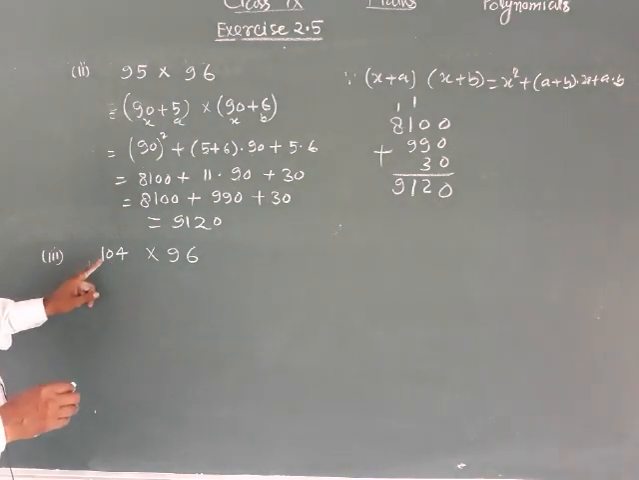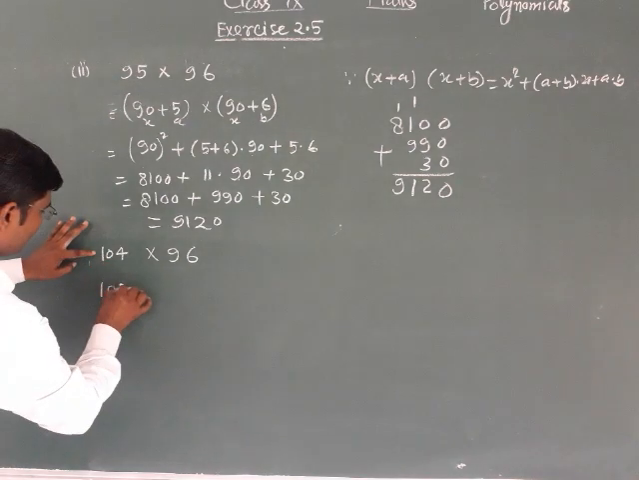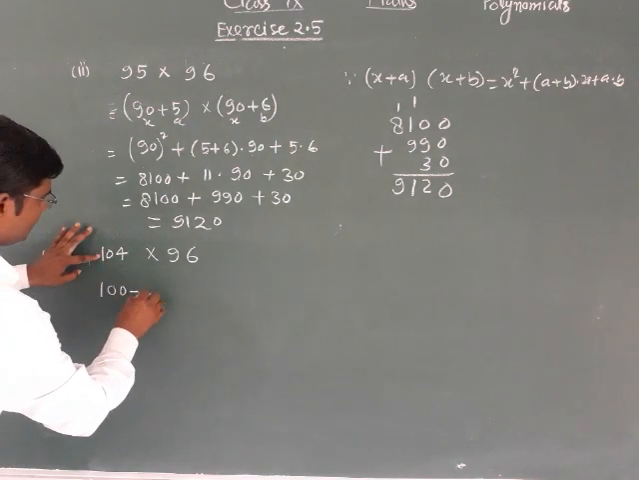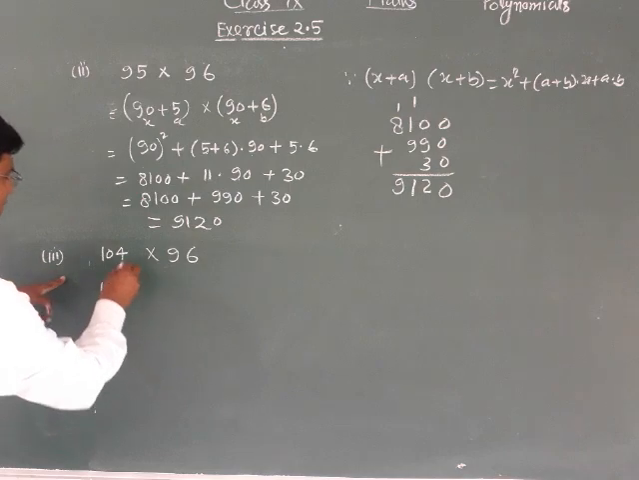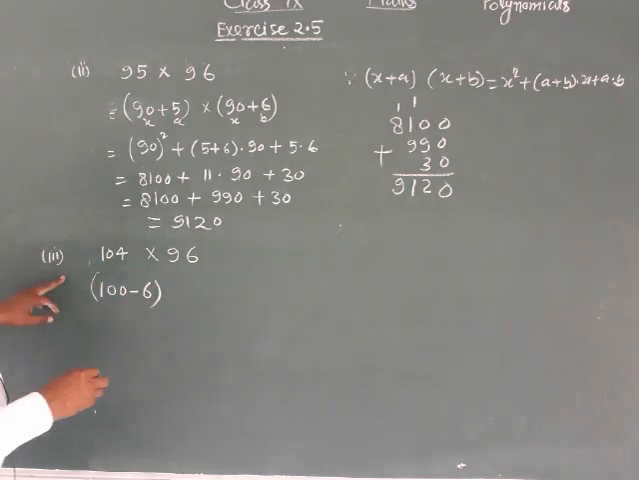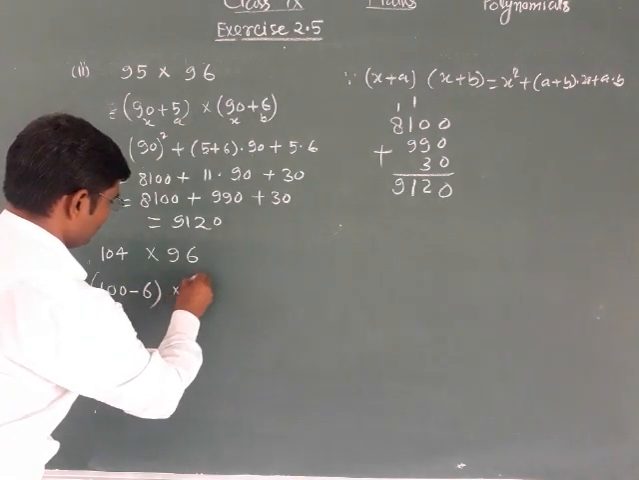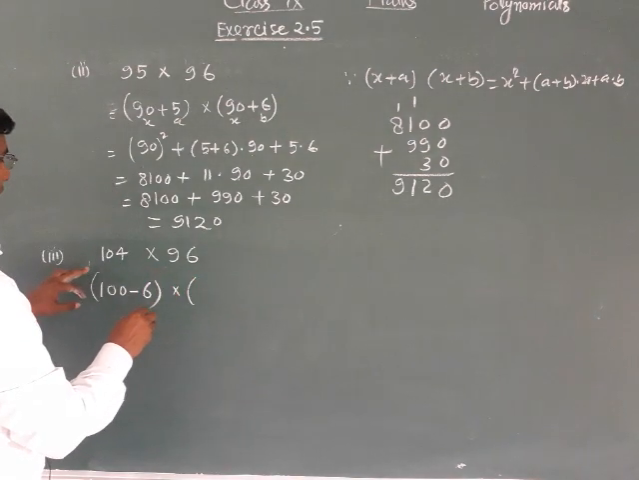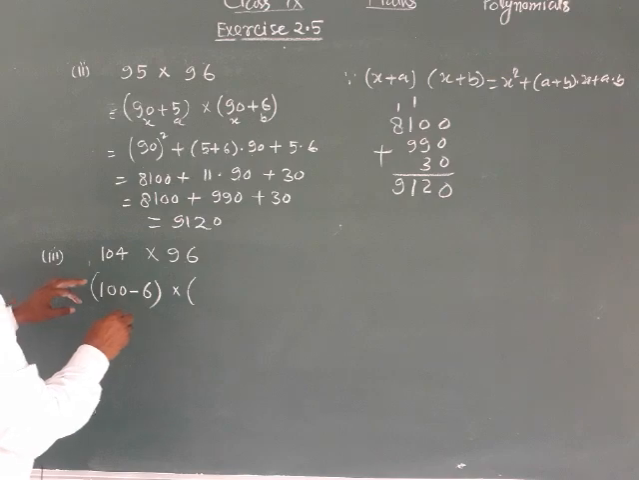And also use this identity. So split into two parts. So this is 100 minus 6, and into 100.